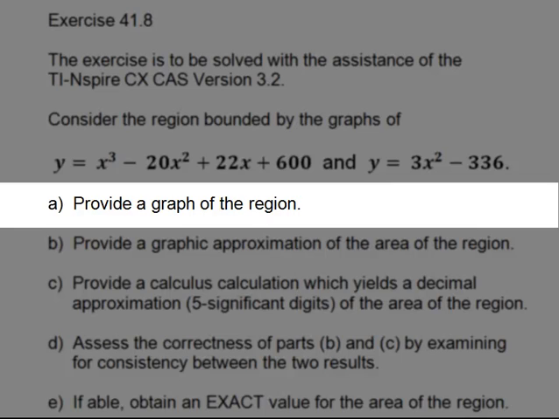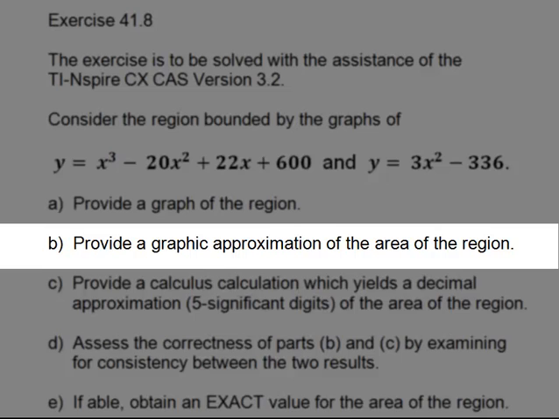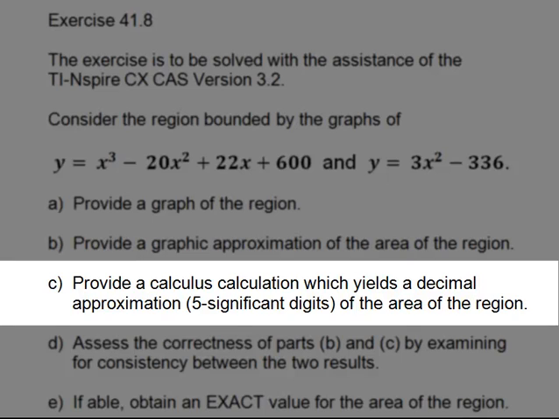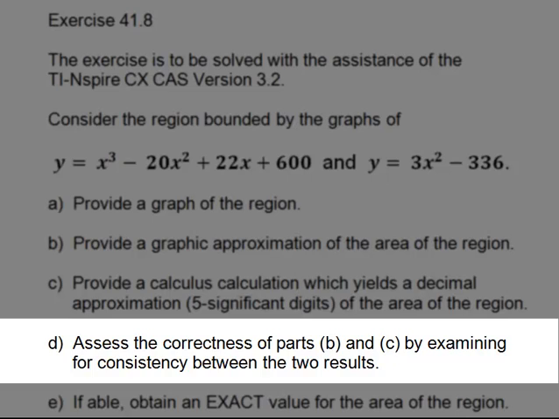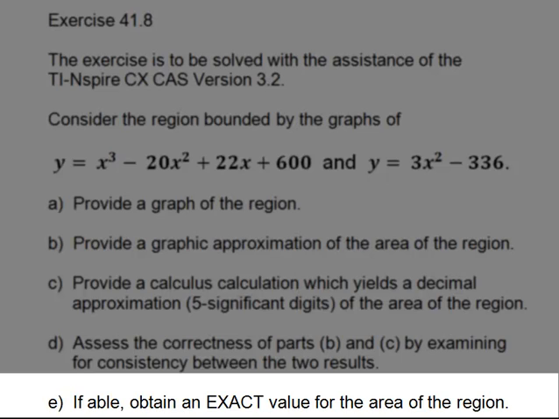Part A. Provide a graph of the region. Part B. Provide a graphic approximation of the area of the region. Part C. Provide a calculus calculation which yields a decimal approximation, 5 significant digits, of the area of the region. Part D. Assess the correctness of parts B and C by examining for consistency between the two results. Part E. If able, obtain an exact value for the area of the region.